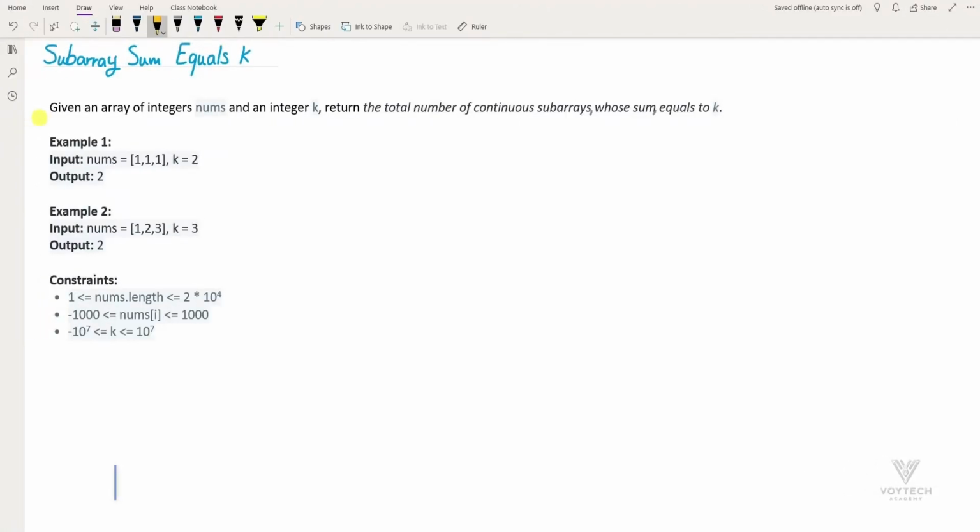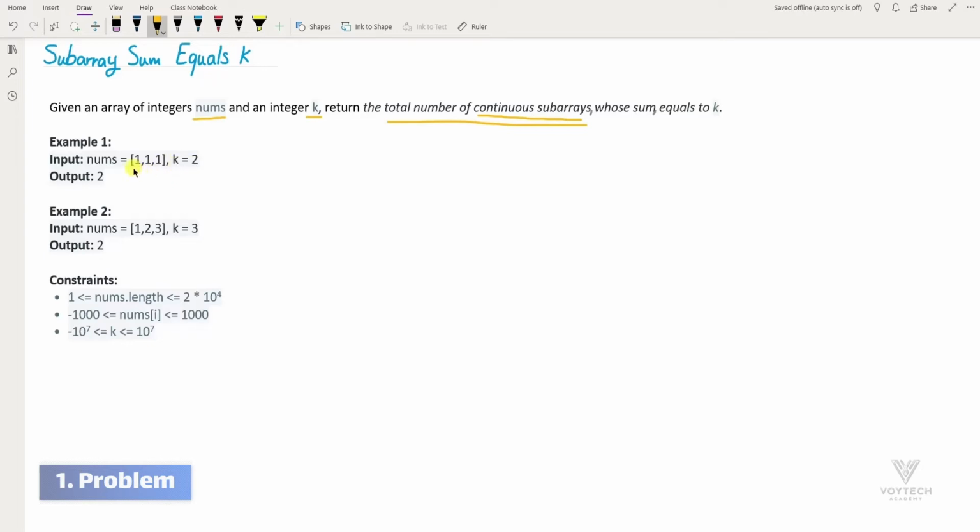The question says, given an array of integers, which is called nums, and an integer called k, return the total number of continuous subarrays. This is important: we are looking for continuous subarrays whose sum equals k. For example, if the nums array is 1, 1, 1 and k is 2, how many continuous subarrays can we find? We should search for the subarrays whose sum is equal to 2.